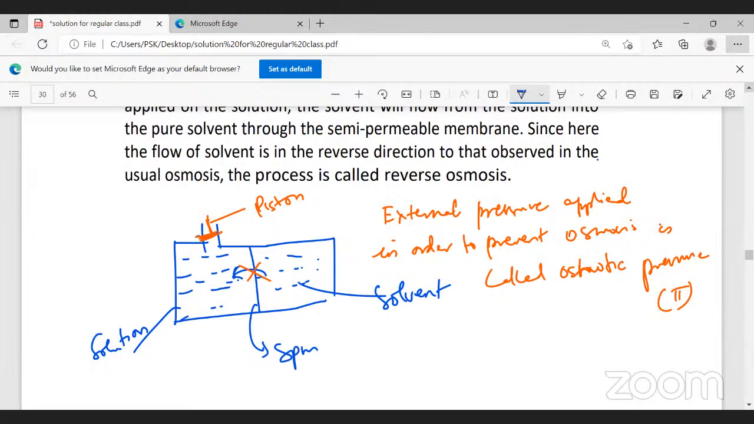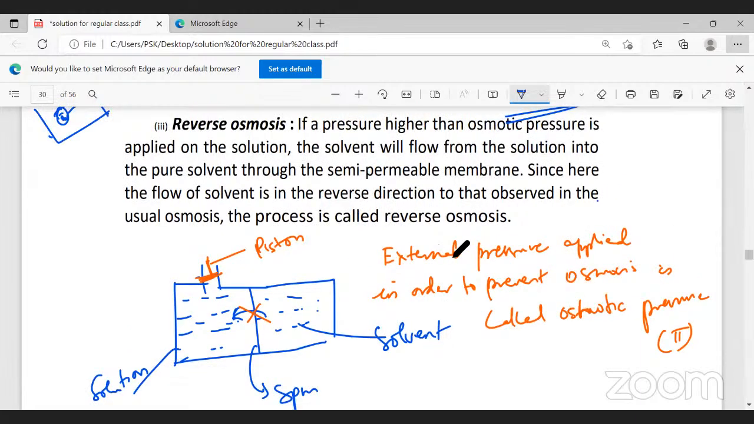Yes, sir. Now, we will talk about reverse osmosis. What is this reverse osmosis? The external pressure that we apply, if we apply a higher pressure, what happens? This piston will be moving down. When this piston moves down under higher pressure, what happens? Water or the solvent from the region of higher concentration flows into the region of lower concentration.